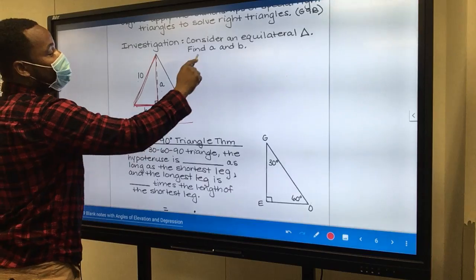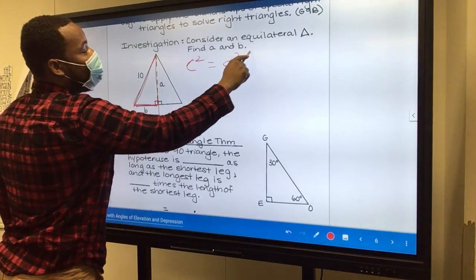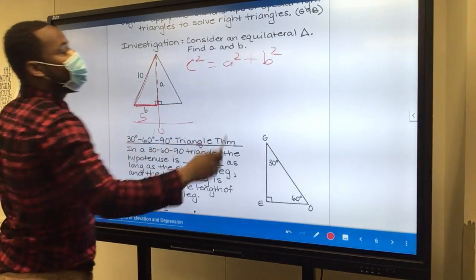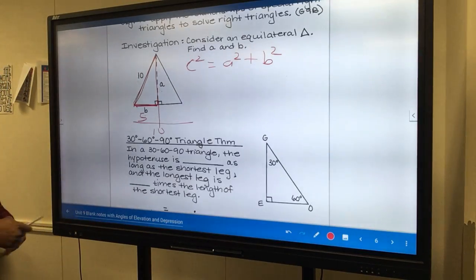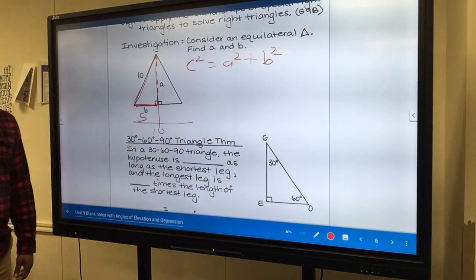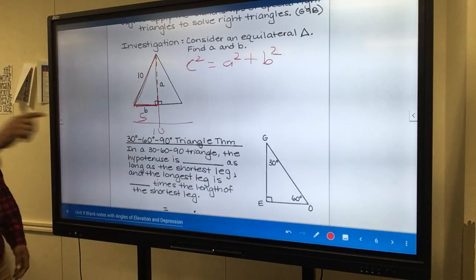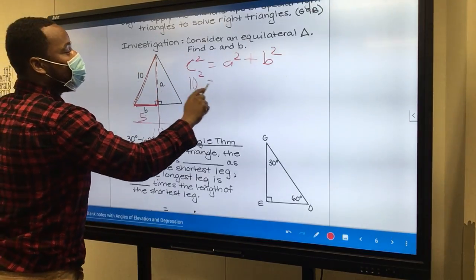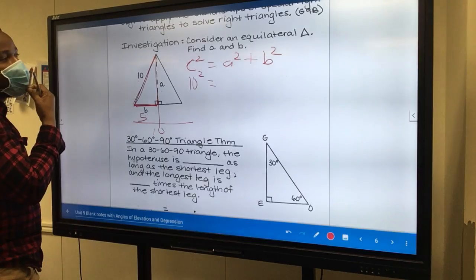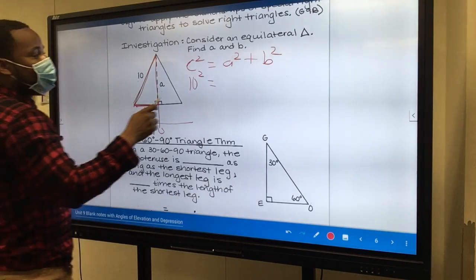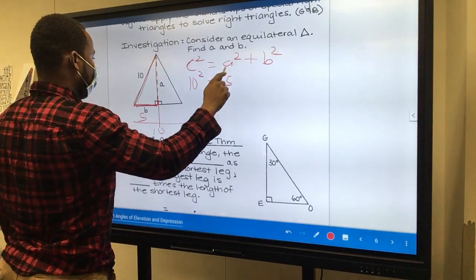Okay, so C squared is equal to A squared plus what? B squared. Okay, the other way around too is true. So, what is my C here? 10. Okay, so 10 squared is equal to what?